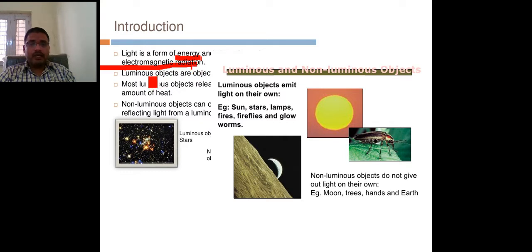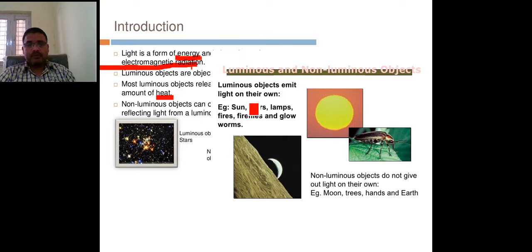Light is a luminous object, and these are the luminous objects. Most luminous objects release an amount of heat, like fire, basically heat. Non-luminous objects reflect light from a luminous object. When we talk about non-luminous objects, it is basically reflection. That kind of scene we can see with the help of the reflection of light.